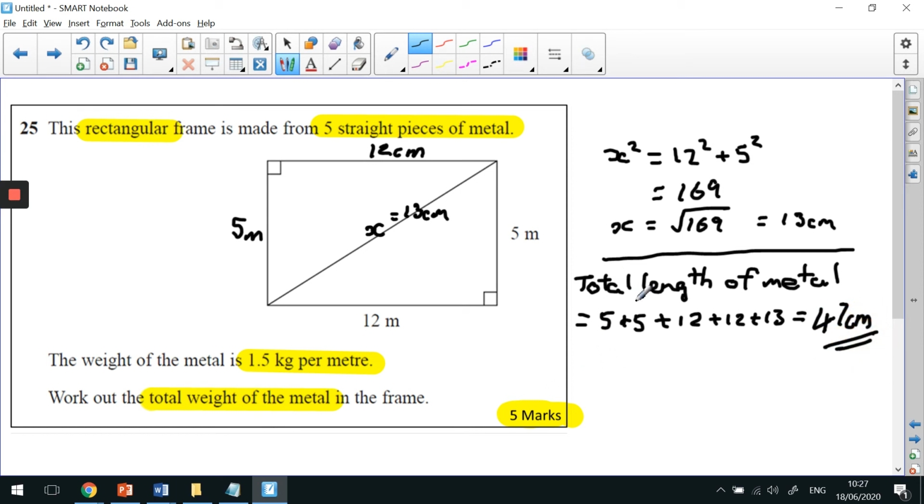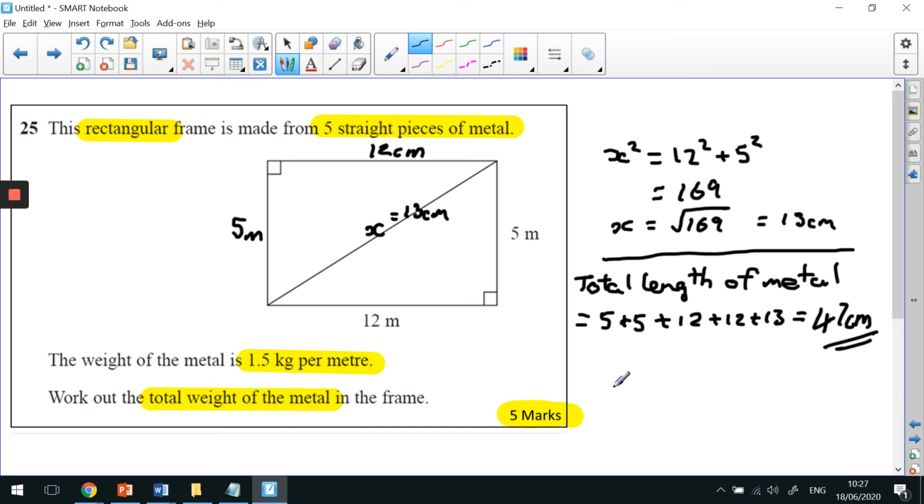Okay, now, so that's the total length of the metal, and I would have thought probably what we're going to be getting here is 1 mark for using Pythagoras, 1 mark for getting the length of the diagonal, 1 mark for adding them up, possibly even a mark for recognising that's 5.